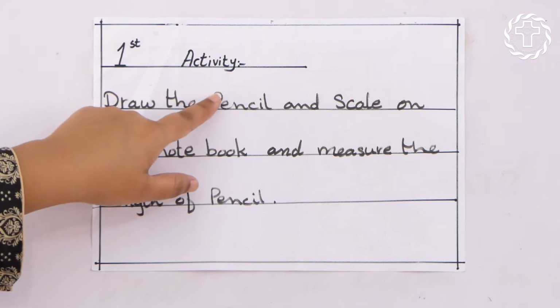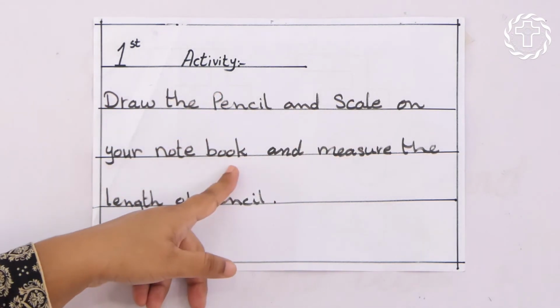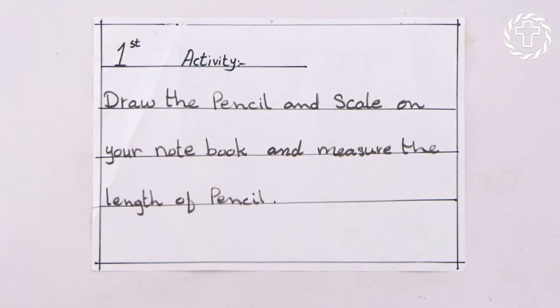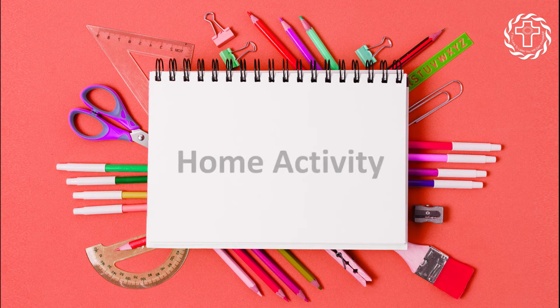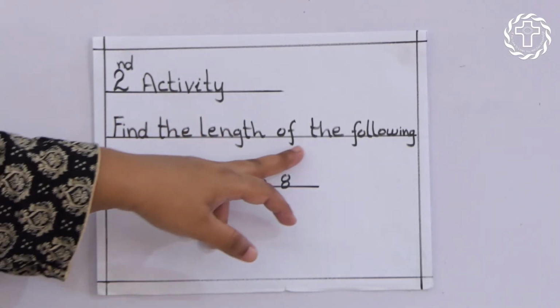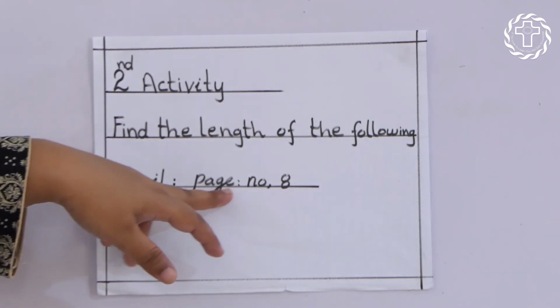This is your first activity. Draw the pencil and scale on your notebook and measure the length of pencil. You have to measure the length of pencil and write down the unit of that pencil with the scale. And this is your second activity. Find the length of the following pencil. This is on page number 8.